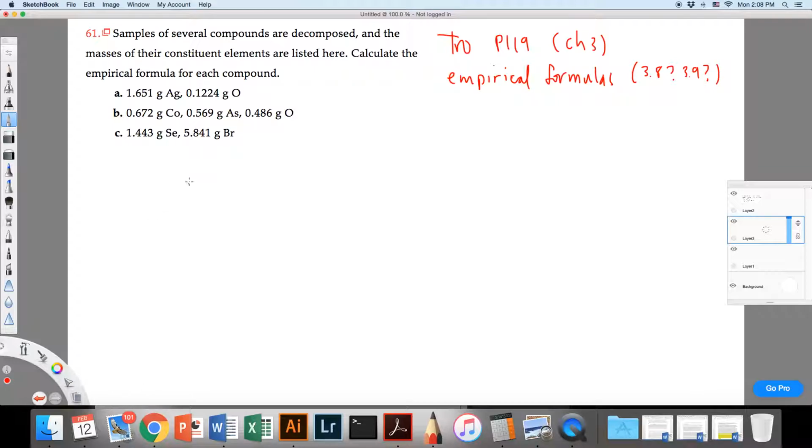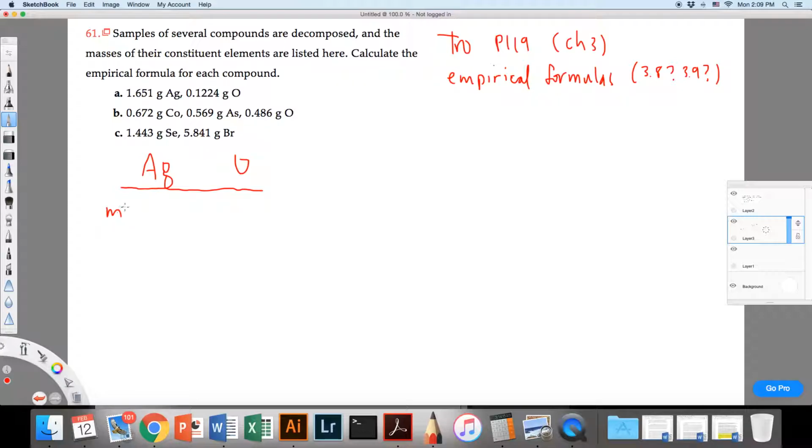Alright, so question 61, which I've got pasted here on my whiteboard. Samples of several compounds are decomposed, and the masses of their constituent elements are listed here. In the first example, we've got silver and oxygen. And I'm going to set this up as a table, as I always do. I encourage you to do the same thing.